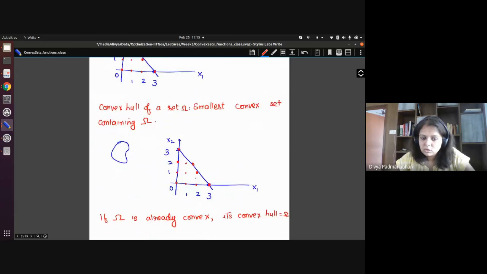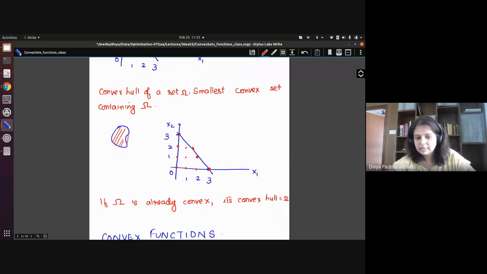So what about for this one? This is the set I showed you earlier. So what is the convex hull of this thing? Visually, it would contain everything here, the shaded part would be there, and also you need to enclose these within. So that would be the smallest convex set containing omega. We'll come to convex hulls in a little time.